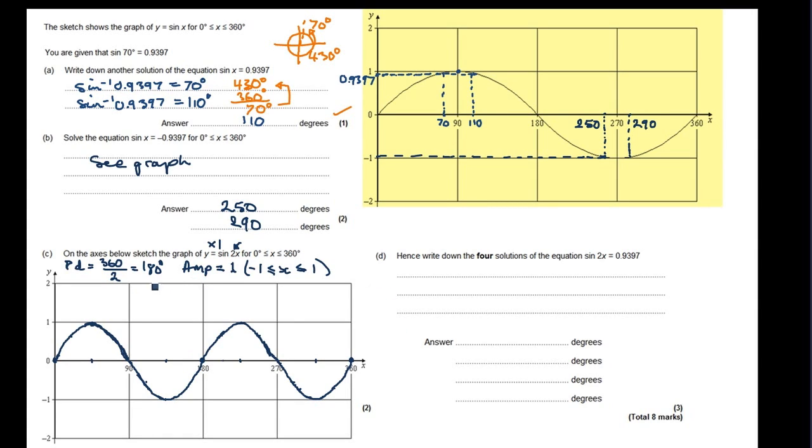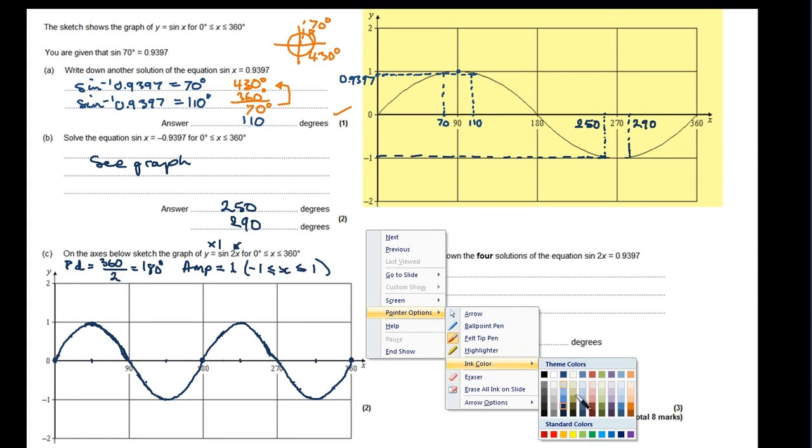Okay, part D. It says hence, and all that means is, given the work that you've just done, you should be able to now find 4 solutions to the equation sine of 2x equals 0.9397. So we've got that graph. We've got y equals sine of 2x, but we're told that we have 0.9397 somewhere on that graph.